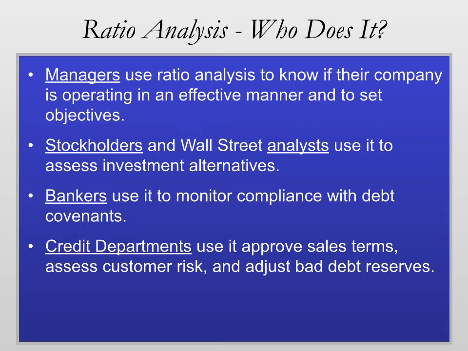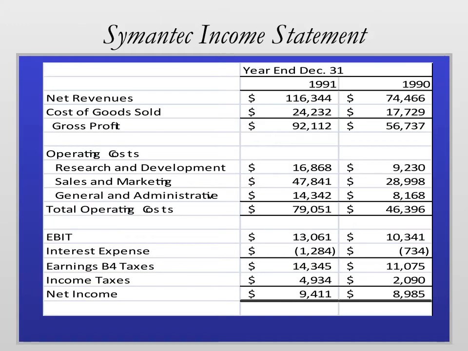And then finally, credit departments. These are departments within companies, say like a Symantec, who have to make judgments on whether they should sell to a particular customer or not. They'll receive financial information from the customer, help evaluate their risk, what terms they should give in the sales, and whether they should actually make any sales if a customer is considered a bad risk.